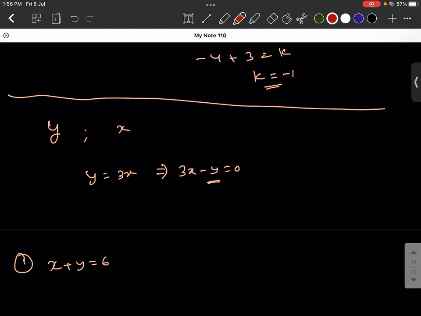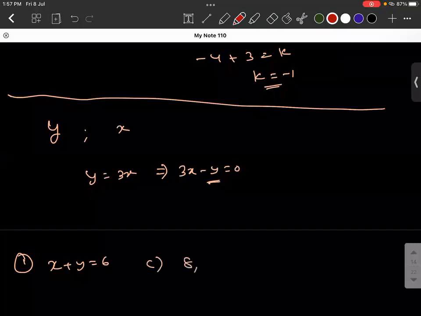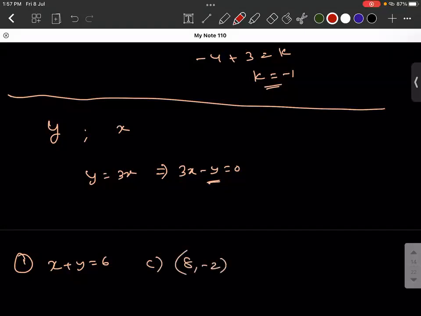So check which one lies on the graph. x plus y is equal to 6. C is the right answer. 8 comma minus 2.